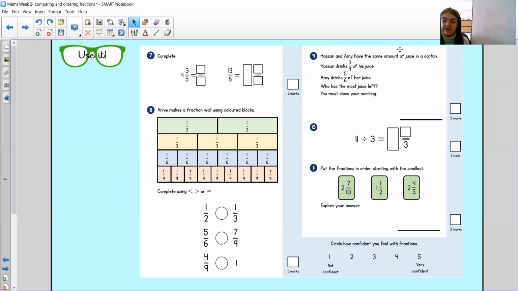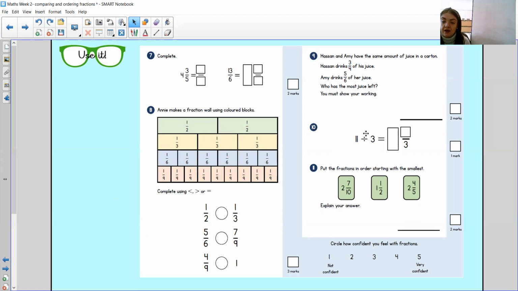So Hassan and Amy have the same amount of juice in a carton. He drinks 3/4. Amy drinks 5/6. Who has the most juice left? Now be careful there. The key answer to that question is how much is left. So you've got a little bit of a two-stepy problem there. And you'll notice that they have got different denominators. That's a tricky one there.